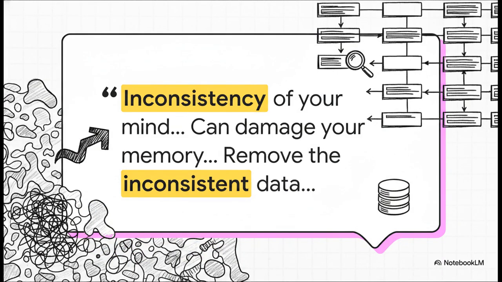You know, the writer Nisarga Jain once noted, "Inconsistency of your mind can damage your memory. Remove the inconsistent data and keep the original one." What's really fascinating here is that managing chaotic data isn't just some philosophical struggle for our human brains. It is a deeply practical, highly technical problem for computers too. Because if a system's data is inconsistent, its digital memory is effectively damaged. And today, we're going to learn the cure.